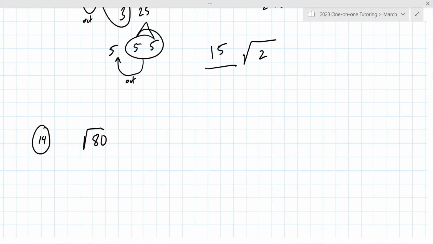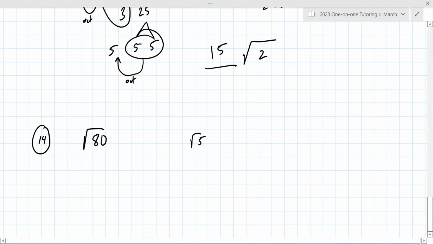Okay. What do you got? Would it be 16 square root of 5? Okay, so I agree with the square root of 5 part. Would it be, so then what times 4?